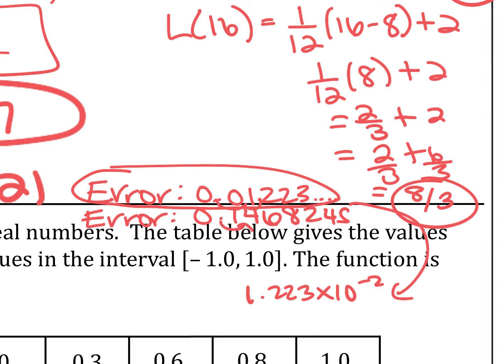And here, for 0.146, I could write it as 1.468245. And I only had to move my decimal 1 place there, so it's 10 to the negative 1. So sometimes don't be surprised in other places, not necessarily in this homework assignment, but error can also be written in scientific notation. So I just wanted to review that with you.